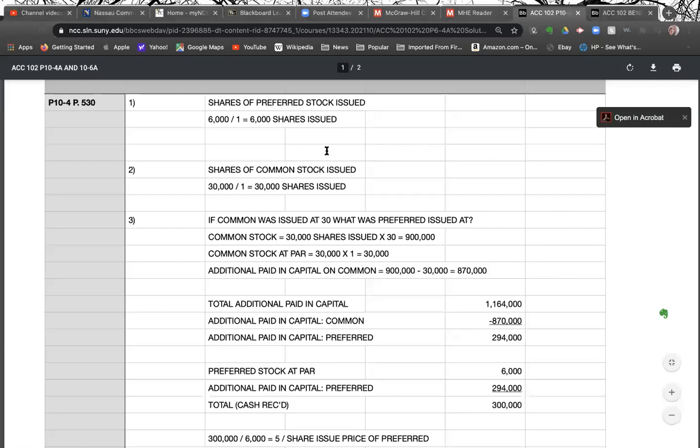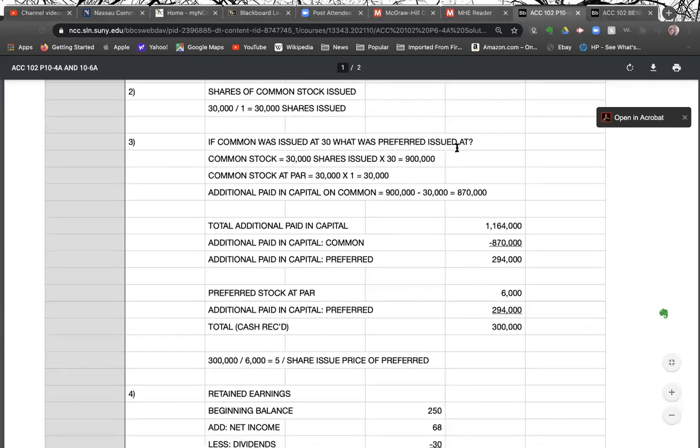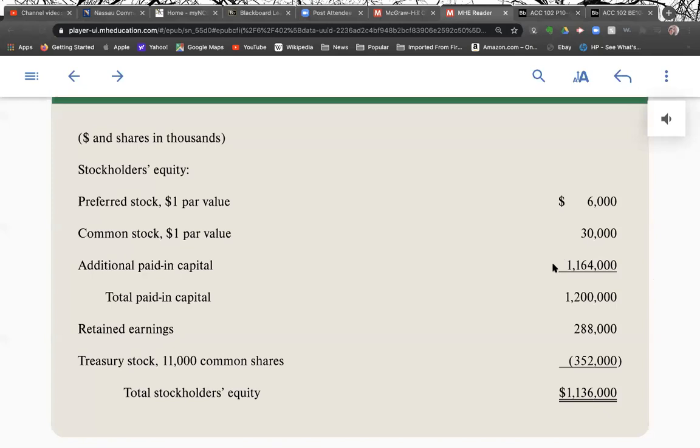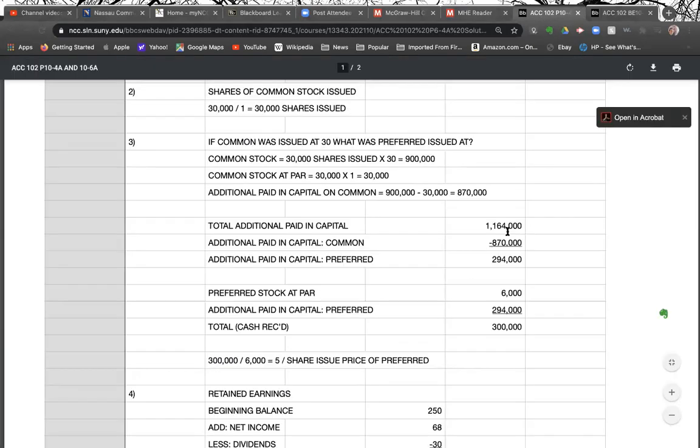If common was issued at 30, what was preferred issued at? Well, if the common stock was issued at 30, 30,000 shares times $30 a share is 900,000. 30,000 of that is at par value. So how much was above par? 900 minus 30 is 870. So if you go back to this 1,164,000, right? Some of that's preferred and some of that's common. How much of it is common? 870. So 1,164,000 minus the common 870, that gives you preferred. The preferred is 294.